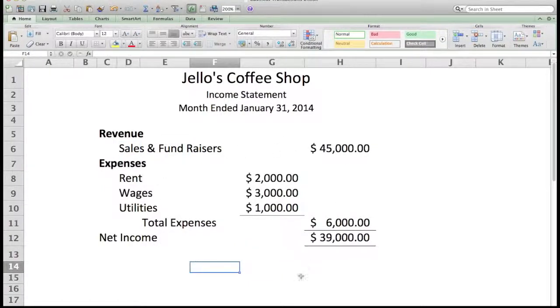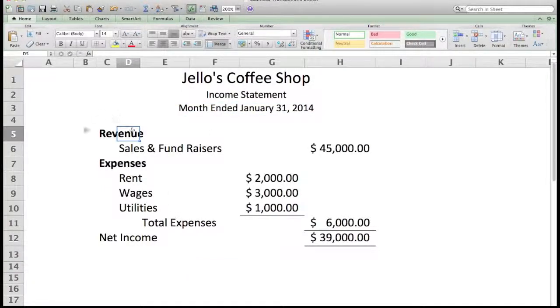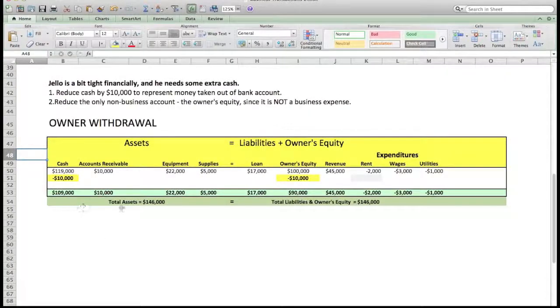Another thing that is important is consistency. If they're listed in this order in this monthly statement, they need to be listed in this order in future monthly statements so a comparison can be done by the owner or the manager. So after we've looked at the three headers, we look at the next line. We have the first category. The category is revenue. We've titled the revenue Sales and Fundraisers, and we've placed the total amount. So if you go back to the transactions, you'll see the total revenue has been $45,000.